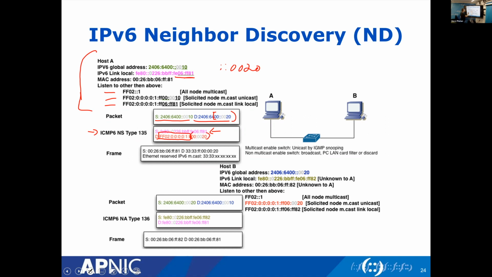So my frame at layer 2 says, hey, here's my source MAC address. And we have this special address group, 33:33:FF, and then the last 24 bits. Now do you understand why we only worry about that last 24 in the solicited node multicast, or the neighbor solicitation?